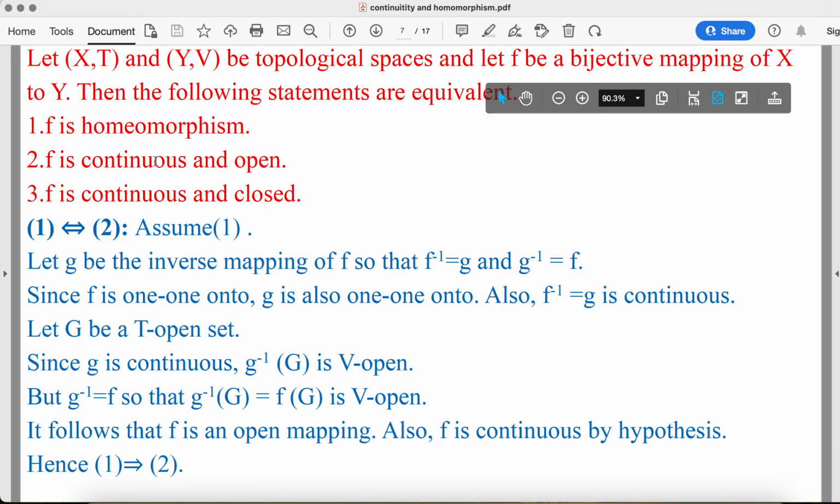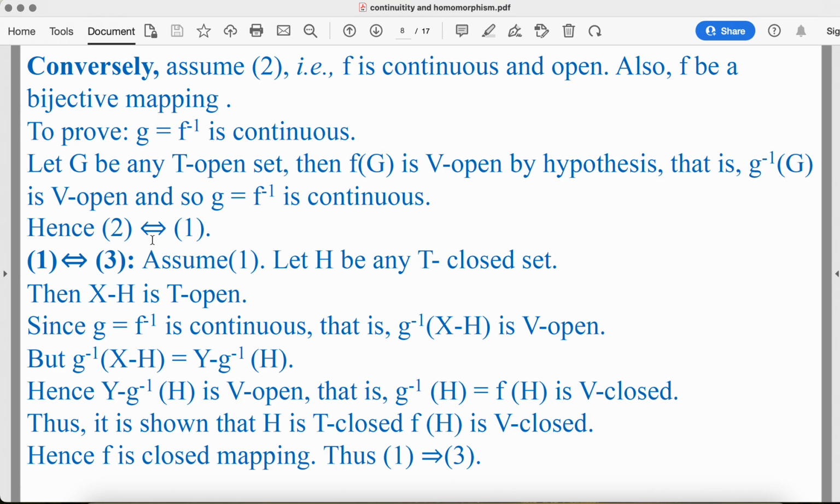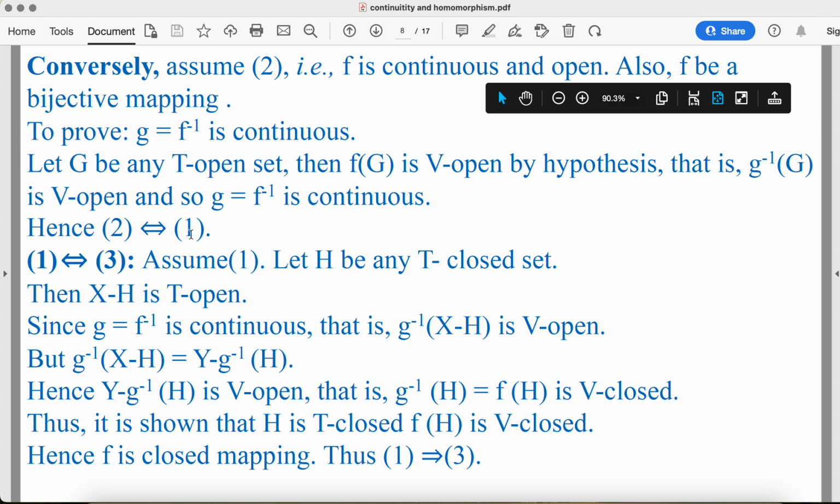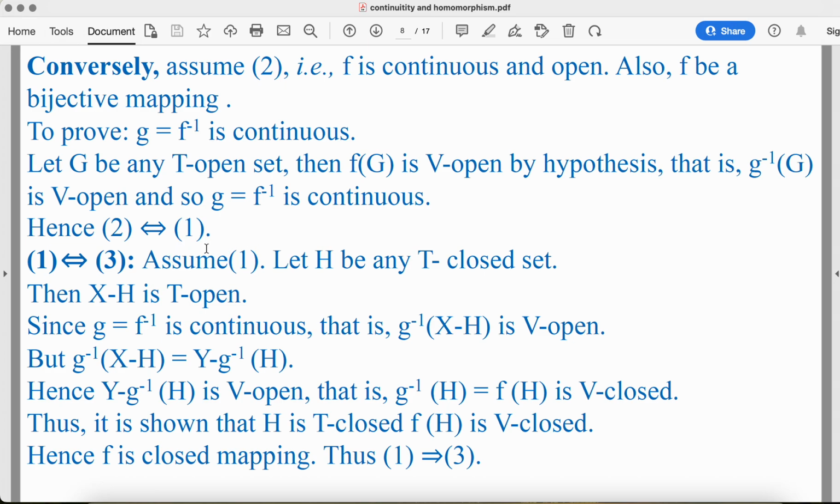Now we will show 2 if and only if 3. It means f is continuous and open, then f is continuous and closed. Now we will show that 1 if and only if 3. It means if f is a homeomorphism, then f is continuous and closed. Now we assume 1, that is f is a homeomorphism. Let H be a T closed set.